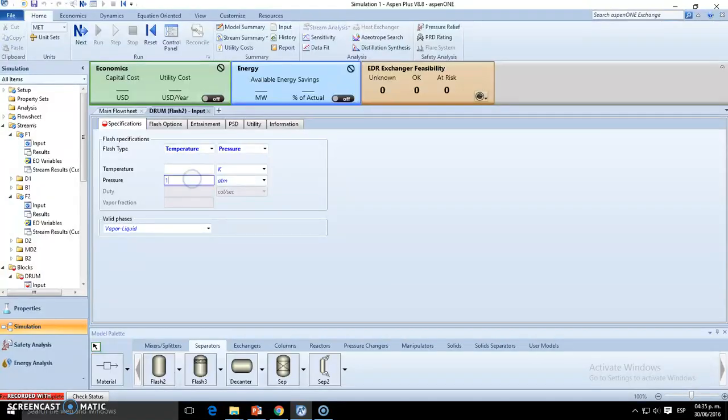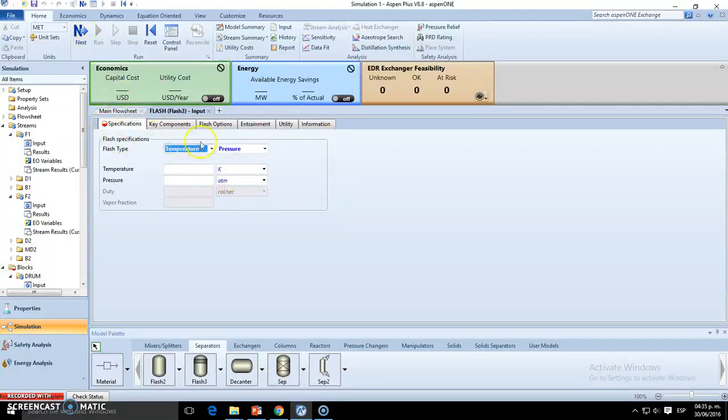So let's say we're operating at 1 atmosphere. So here's a tricky part, guys. If you enter a very low temperature, you will not have anything in the vapor section and you will have everything going through the liquid. So let's say something around maybe 85 Celsius should be a good guess.